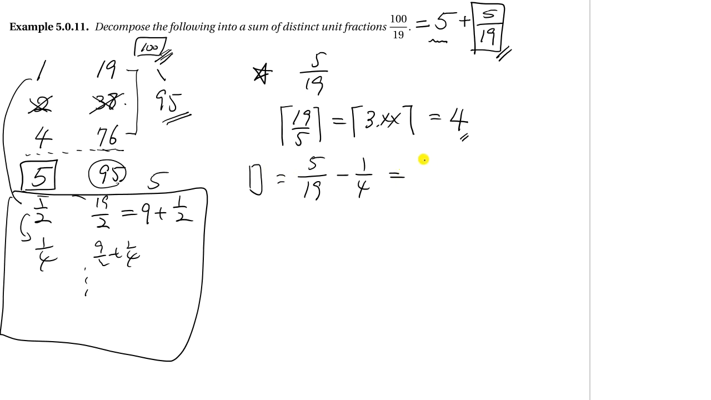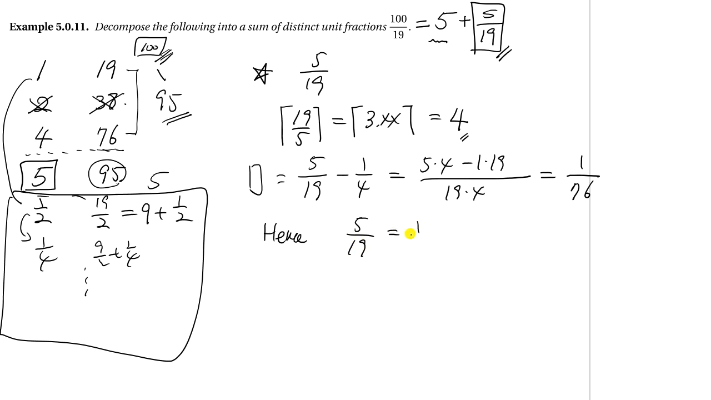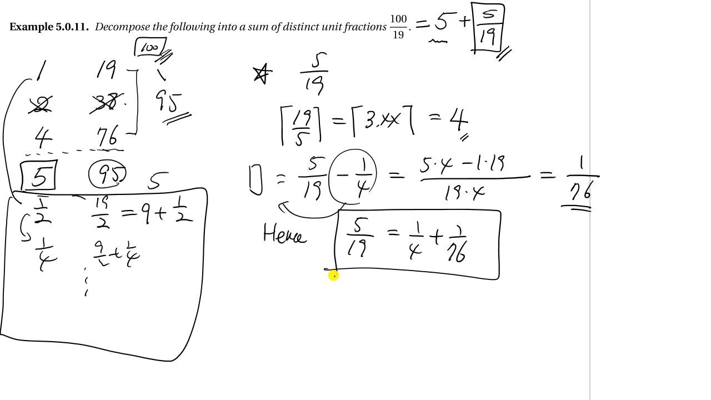So that is 5 times 4 minus 1 times 19, over 19 times 4. Altogether 20 minus 19 is 1. We are lucky. At this moment the denominator is 76. Therefore, do you remember, 5/19 is 1/4 plus the box, which is 1/76. Okay, so that's what we got.